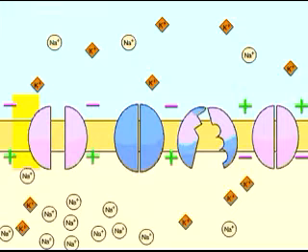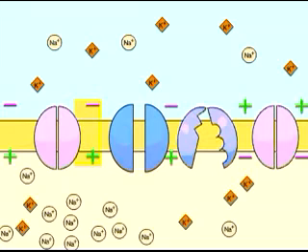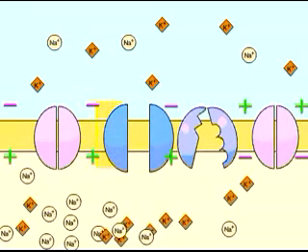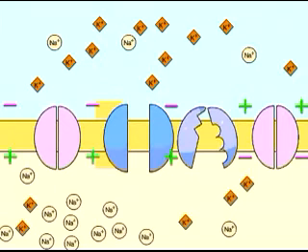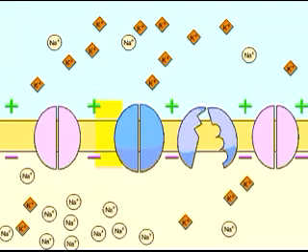The cell becomes positive on the inside and negative on the outside. Very quickly, the sodium channels close while voltage-gated potassium channels open, allowing potassium ions to rapidly diffuse out. The cell returns to being positive on the outside and negative on the inside, and the potassium channels close.